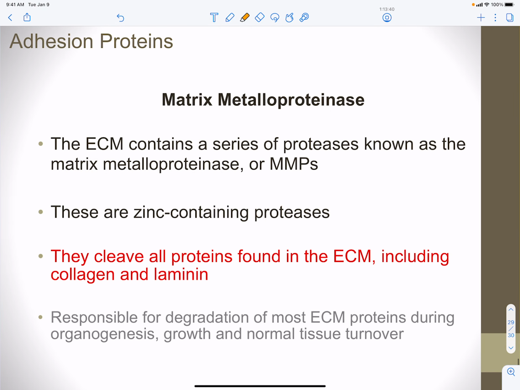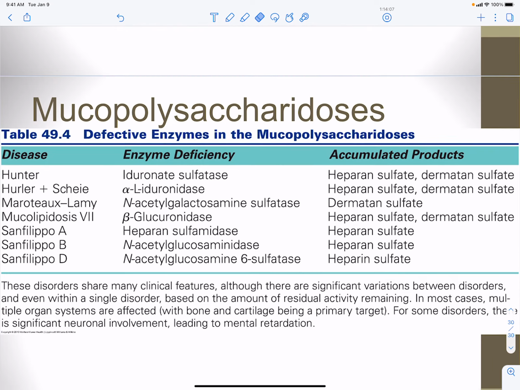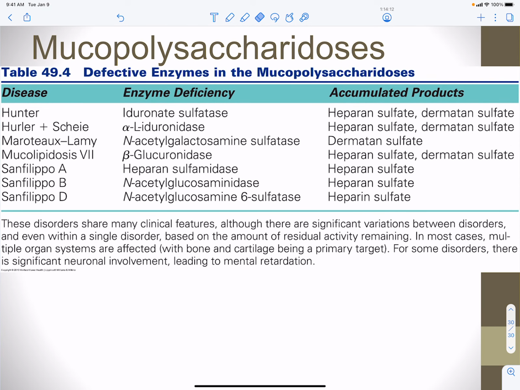So just a little bit, we have our metalloproteases in the extracellular matrix. And we've already talked about these, but just as a reminder, they're going to be containing zinc. They are important for cleaving all the proteins found in the extracellular matrix, and that includes those collagen fibers, the laminin fibers, so they're all going to be zinc proteases. They're also going to be important for degrading the extracellular matrix proteins, such as your proteoglycans and things of that sort. Now the mucopolysaccharidosis, again, these are where you have defective enzymes in breaking these down. You have a series of them.